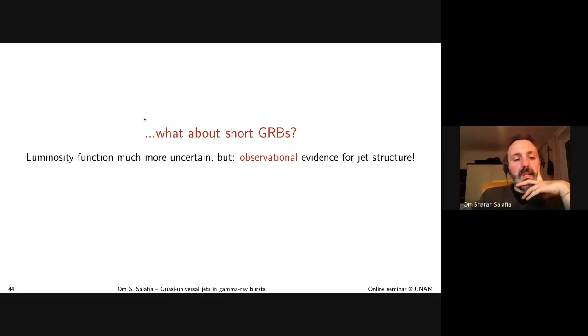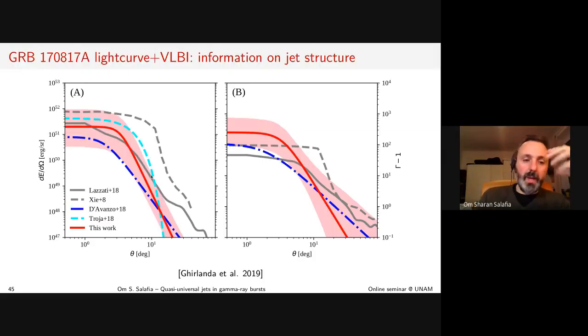And what about short GRBs? Here, the luminosity function is more uncertain, but we do have observational evidence for the jet structure, because we have the observations of GW170817 and the associated GRB, which was shown to be explained well by a quite sharp power law or even Gaussian energy distribution, which had to be invoked to explain the initial shallow rise of the light curve, as observed in the radio and then also in the optical and X-rays.